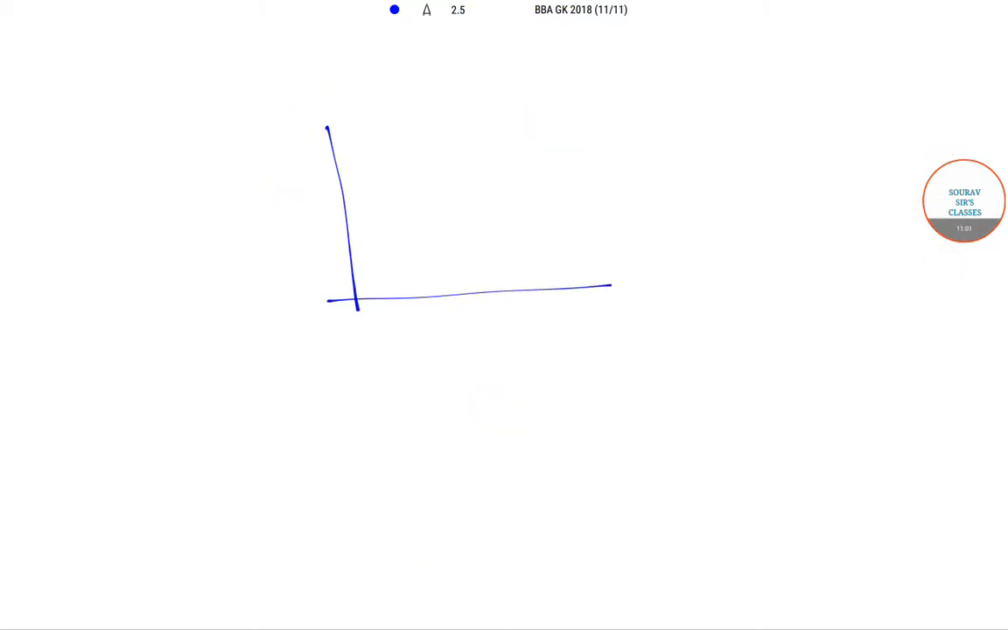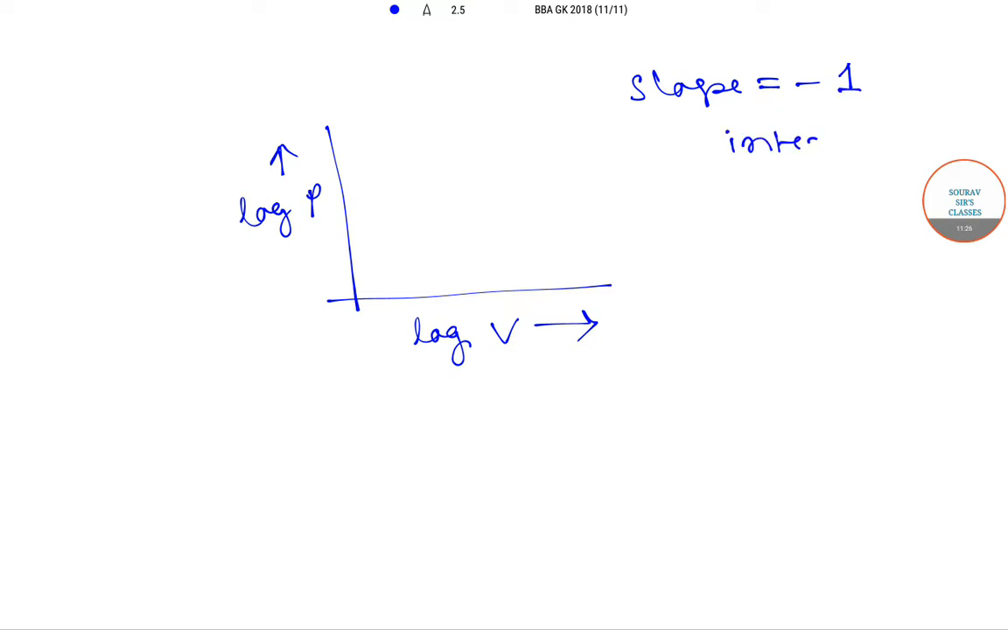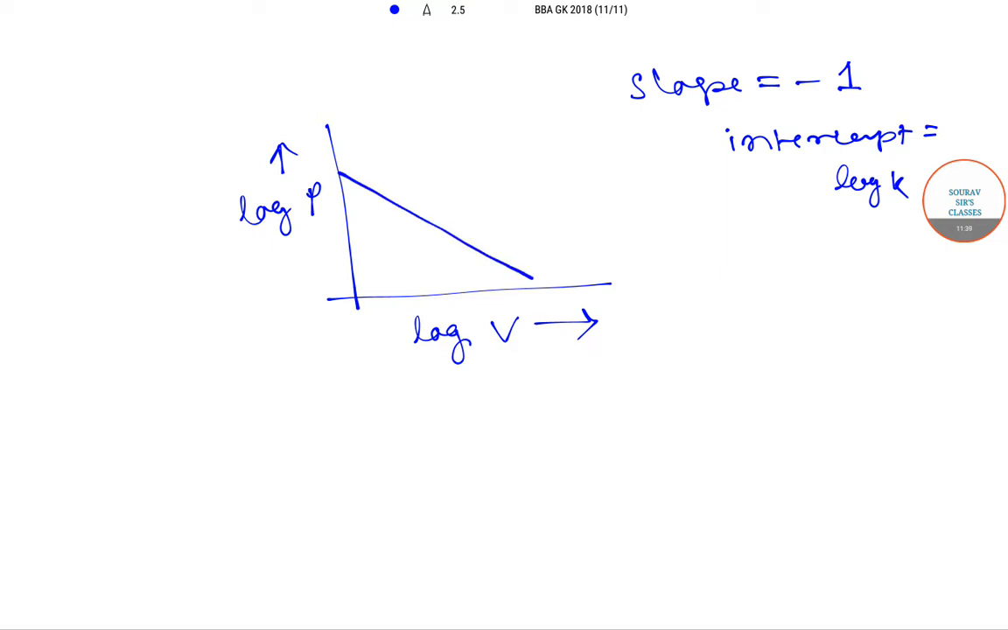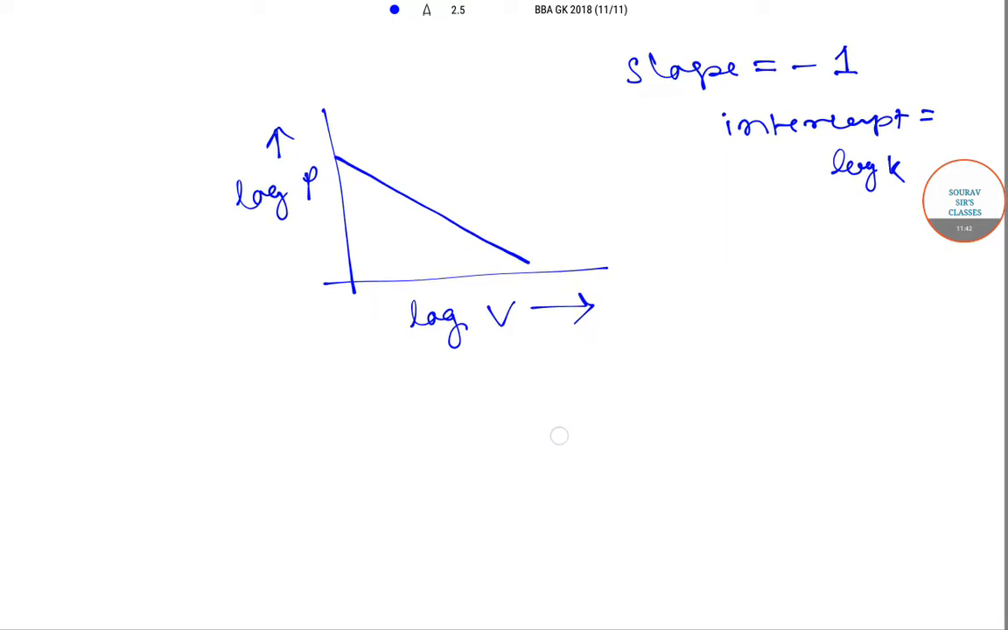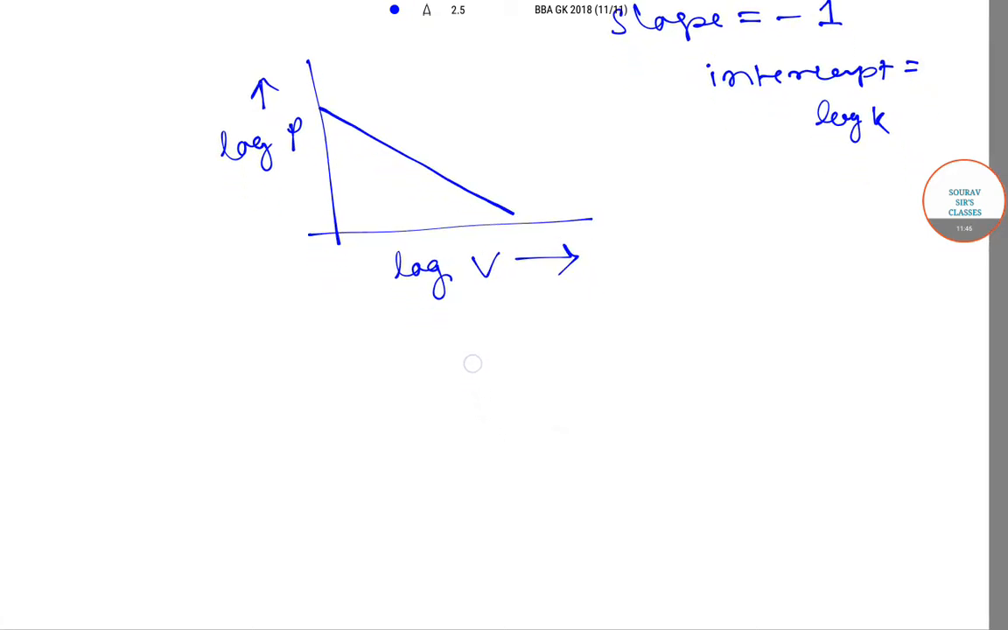This is the graph. In the x-axis I am taking log V, and in the y-axis it's log P. So it will give a straight line with slope equal to -1, and intercept equal to log K. So it will be this. So this is the log P versus log V.